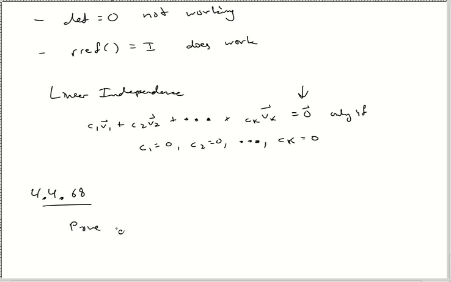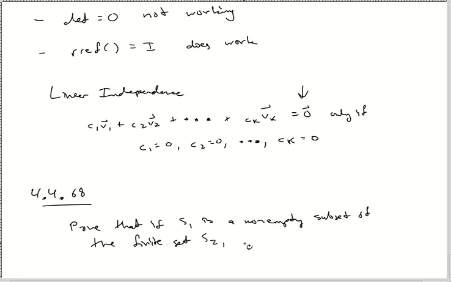4468. So I got to prove that if S1 is a non-empty subset of the finite set S2, comma, and that's a comma right there. I know that's kind of weird with all these subscripts. And S1 is linearly dependent, then so is S2.